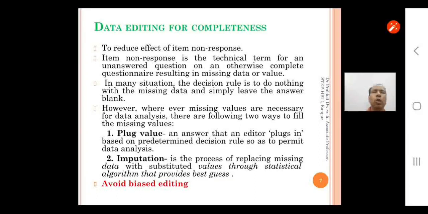In such cases, two things are often done. One, plug value. What happens in plug value? This is an answer that an editor plugs in based on a predetermined decision rule so as to permit data analysis. This is technically known as plug-in value. Another activity which can be done to fill a missing value is imputation. Imputation is the process of replacing missing data with substituted values through statistical algorithms that provide the best guess. So these are two tasks which may be performed to fill the missing value.